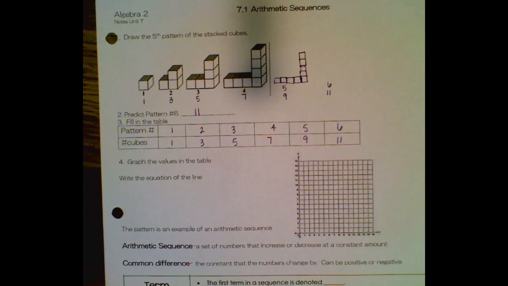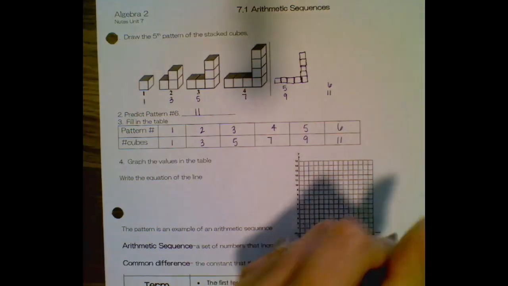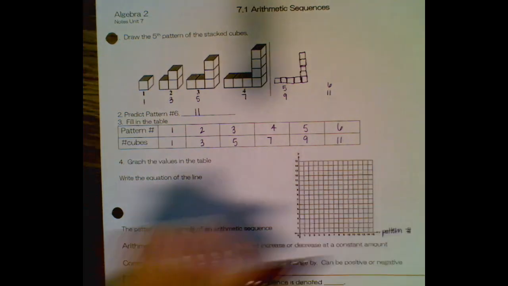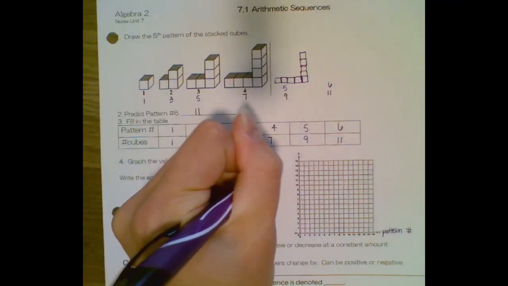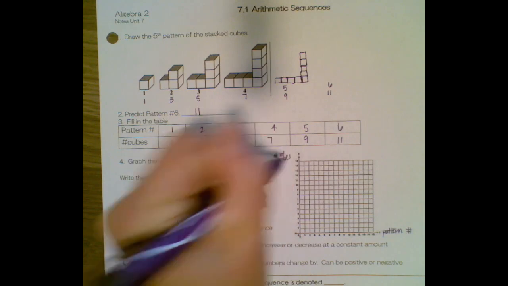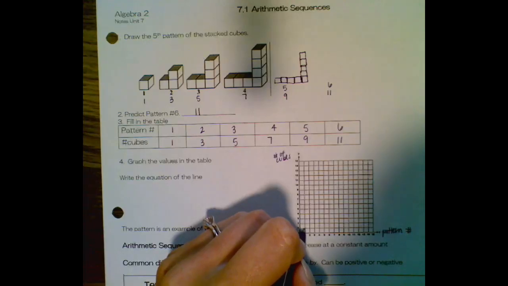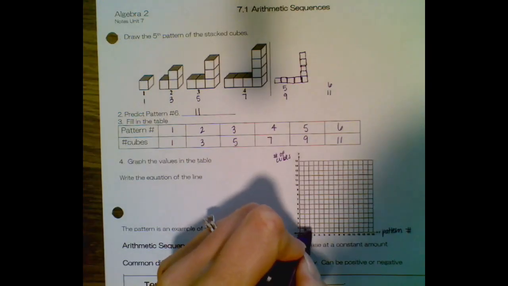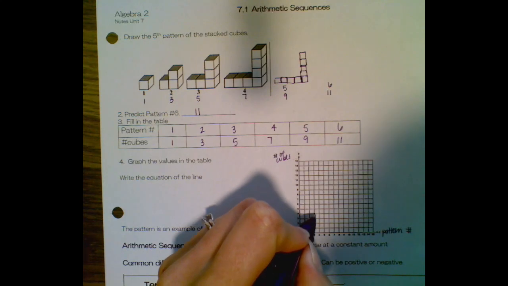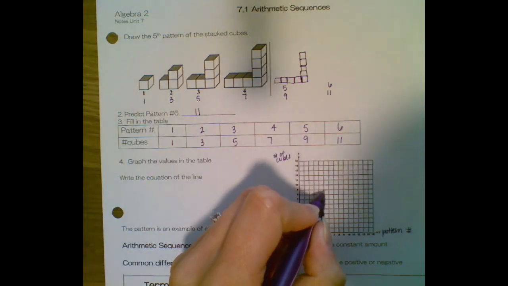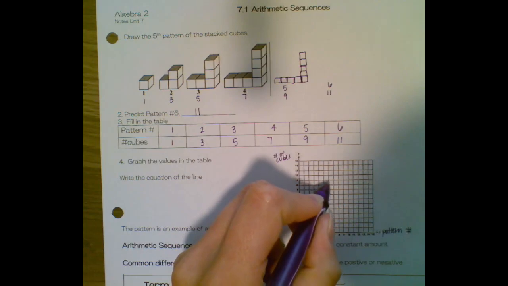So number 4 says graph the values in the table. All right, so I'm going to label the x-axis as the pattern number and the y-axis as the number of cubes. All right, so these are the coordinate points. 1, 1, 2, 3, 3, 5, 4, 7, 5, 9, and 6, 11.